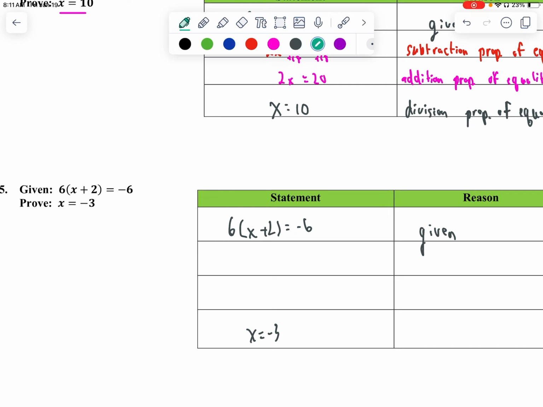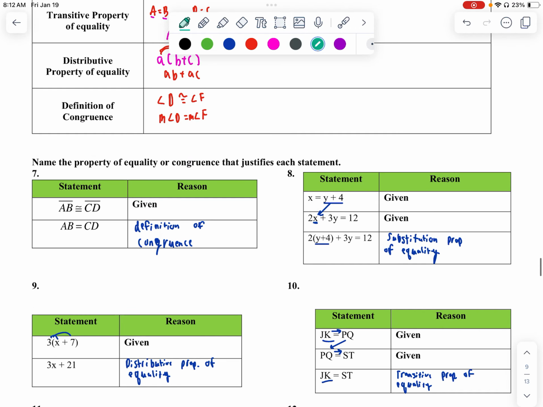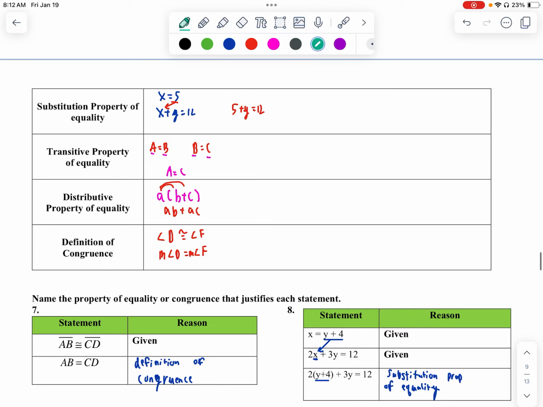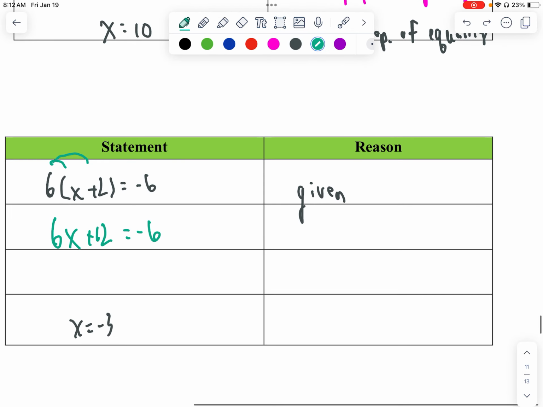I'm going to go ahead and get rid of this 6 or simplify a little bit by distributing across. So when I multiply my 6 across, I'm left with 6x plus 12 equals negative 6. And this is actually a property that we learned on our previous page. There it is, distributive property of equality. That is one that we can use. So our reason here will be distributive property of equality.